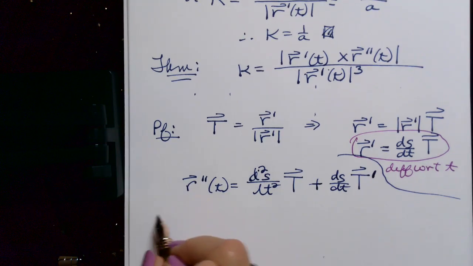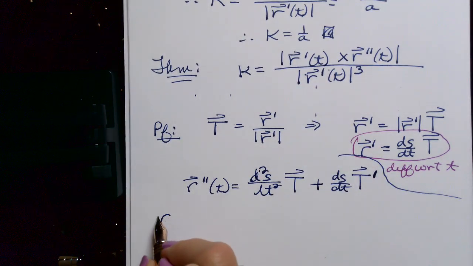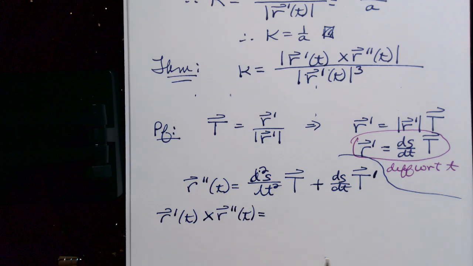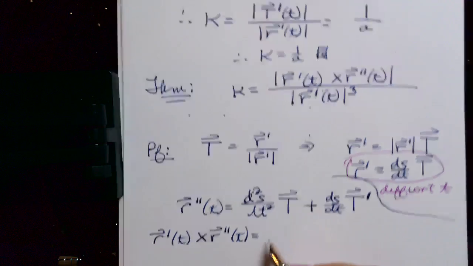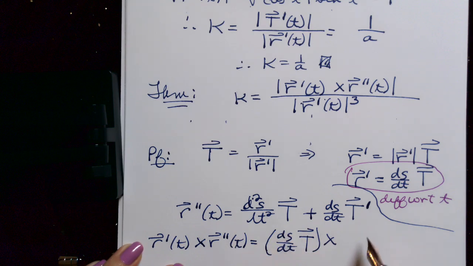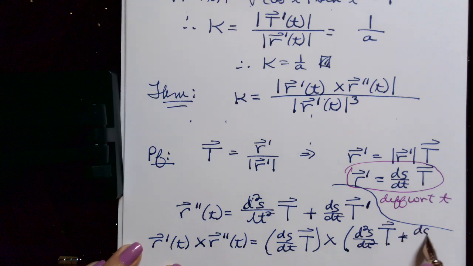All right, and now we want to look at r prime cross r double prime. Little r prime is ds/dt times capital T, and little r double prime is this sum: the second derivative with respect to t of s times T plus ds/dt times T prime.